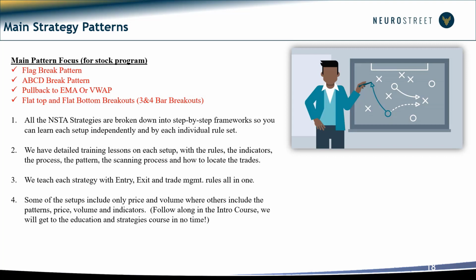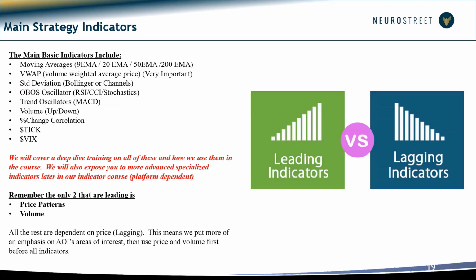So a couple things I want to talk about here is that when you start moving into the education courses, into the strategies courses, we're going to be teaching you how to use different indicators. And traders use indicators to make decisions. So some of the most common indicators that we're going to be using are going to be moving averages, the VWAP, which is called the volume weighted average price, standard deviation channels, oscillators, volume. We're going to be looking at percentage change correlation, and then we're going to be looking at some of the main indicators that are used as a market sentiment or a market compass.